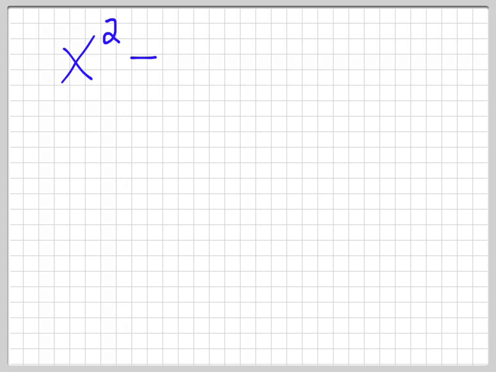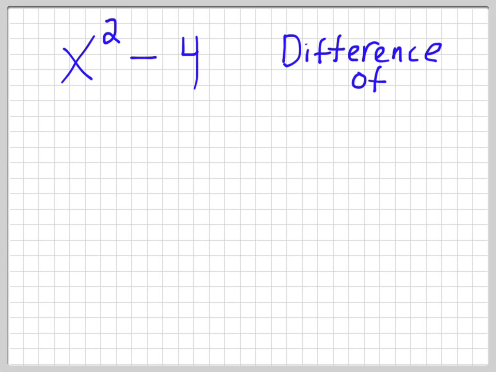x squared minus 4. What you have to notice is the reason we call this difference of squares. Difference, meaning subtract, of squares, is really because we're subtracting two perfect squares. x squared is a perfect square, and so is 4.